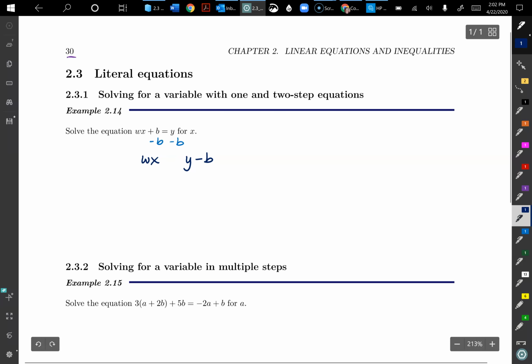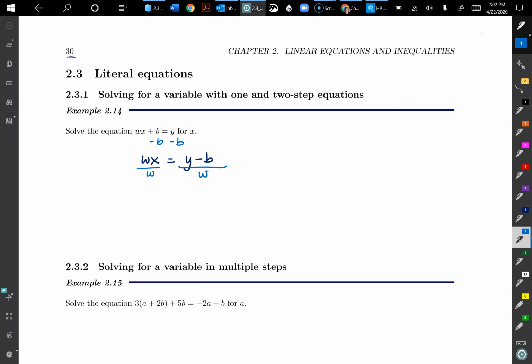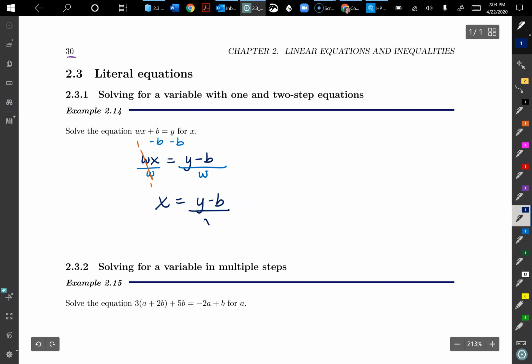And then I need to still get x by itself right here. So if x is being multiplied by w, then I would divide both sides by w, and so I'm going to divide that whole expression by w. Can't make any calculations, but I can streamline down to have x equal to all those other letters. So I have x equals y minus b over w.